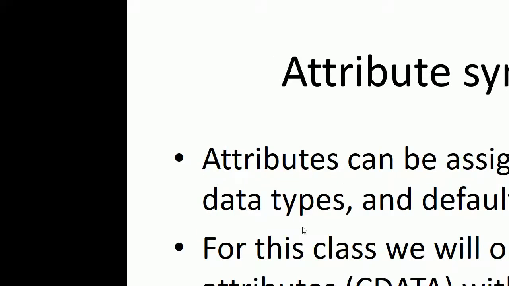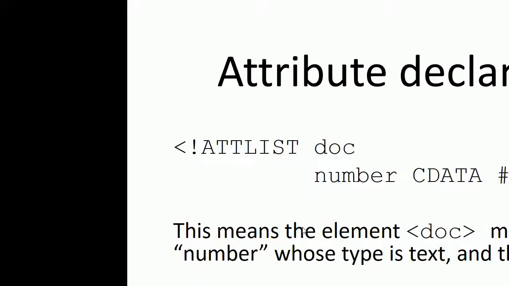Attributes can be assigned in several data types and default values. For this class, we'll only deal with CDATA, which is text, character data. Attribute declarations include the element name, the attribute name, the attribute type, and the attribute value declaration. So in this case, we have an attribute list for doc. The element doc has one attribute called number. It's CDATA, and it's implied, which means it's optional.